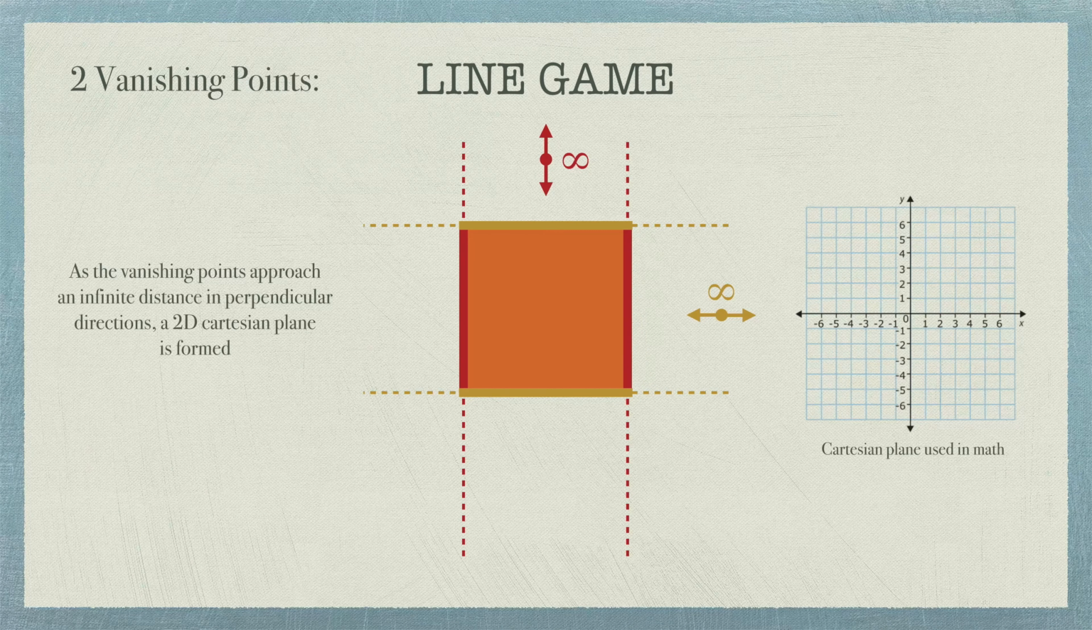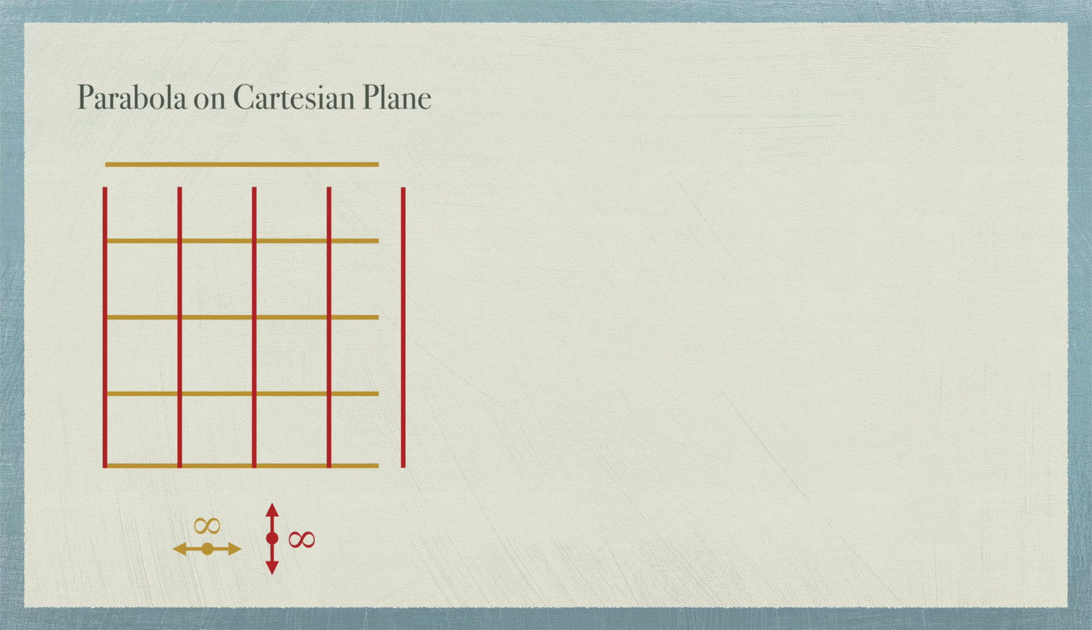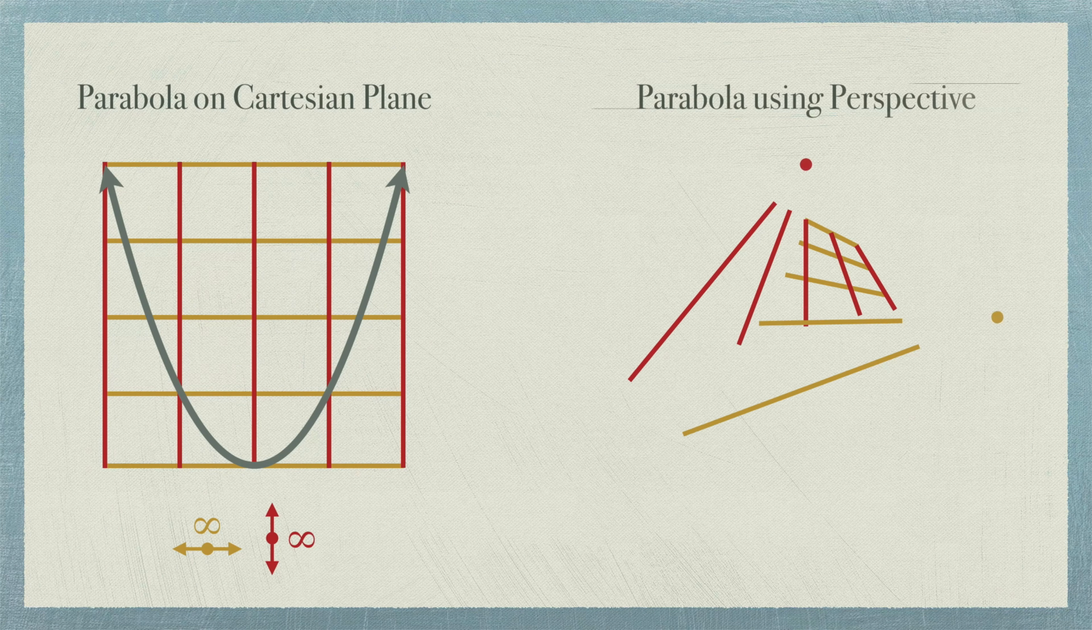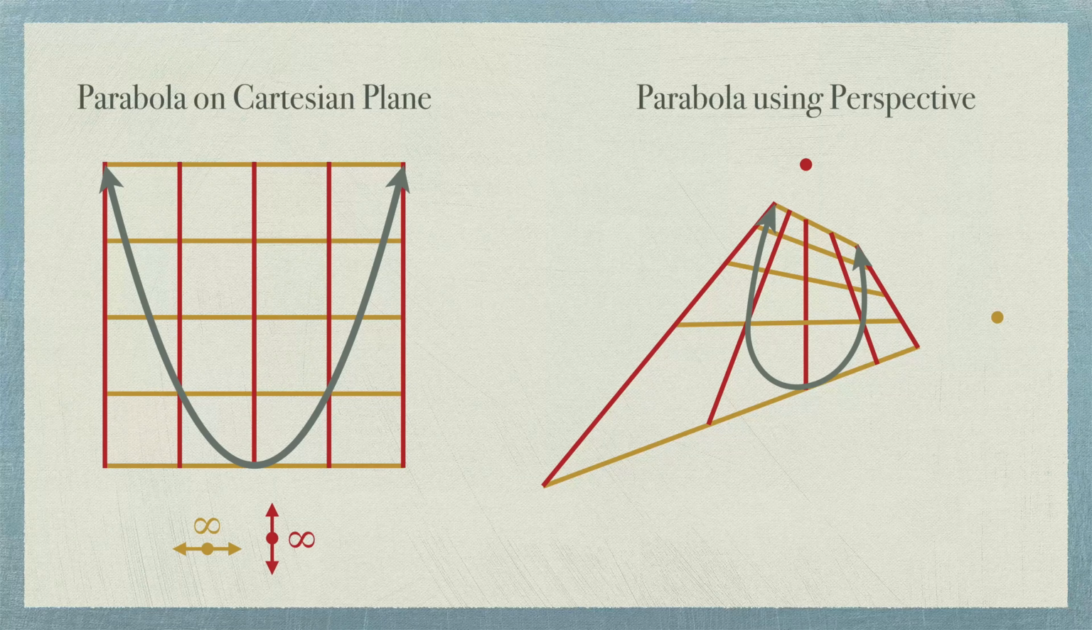The direction does not really matter, so long as the 2 points are moving away from each other perpendicularly. A lot of the math people here will probably realize that this grid of parallel orthogonal lines resembles the Cartesian plane used for graphing functions. In fact, we can visualize how some of these functions would look had they been drawn using linear perspective instead. And obviously, the distortions of this parabola make this method of drawing graphs super unreliable.